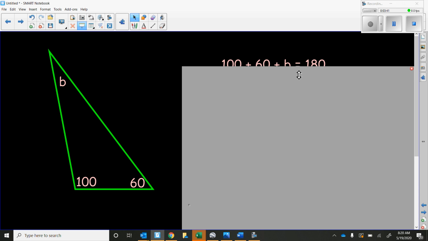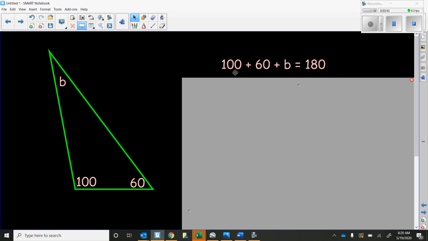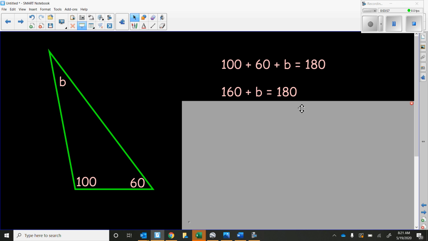So if we use what we know, the 100-degree angle plus the 60-degree angle plus angle B has to equal 180. It's not an option. That's the only thing it can be. So I'm using some of my algebra skills. First thing I did is I combined my like terms here.